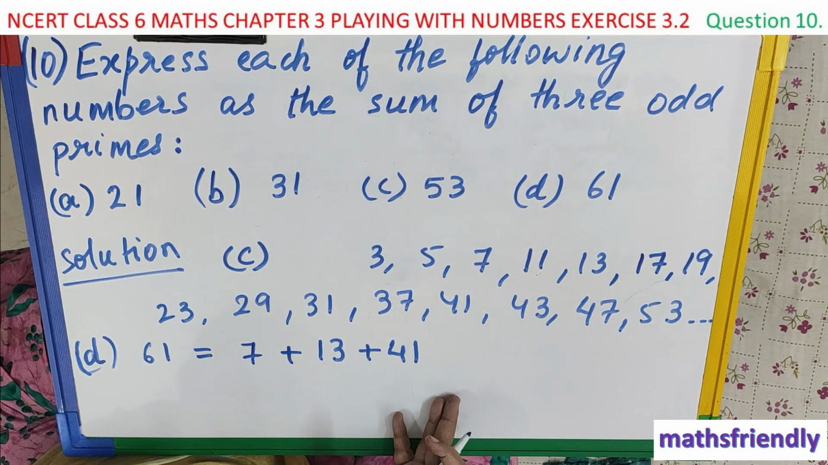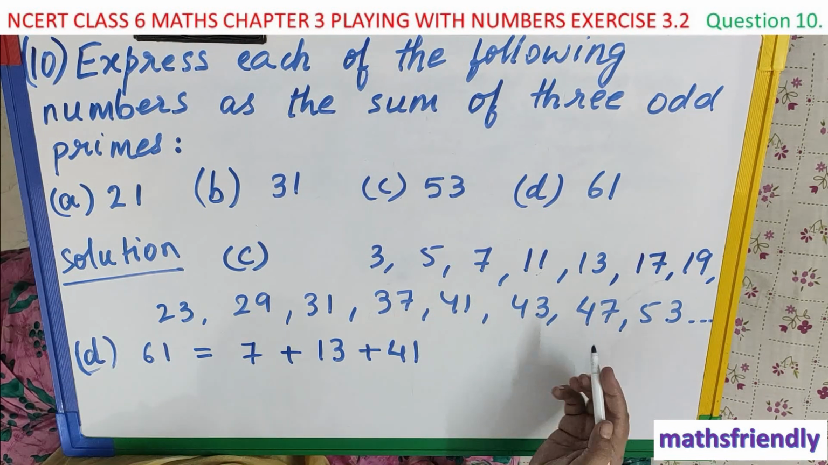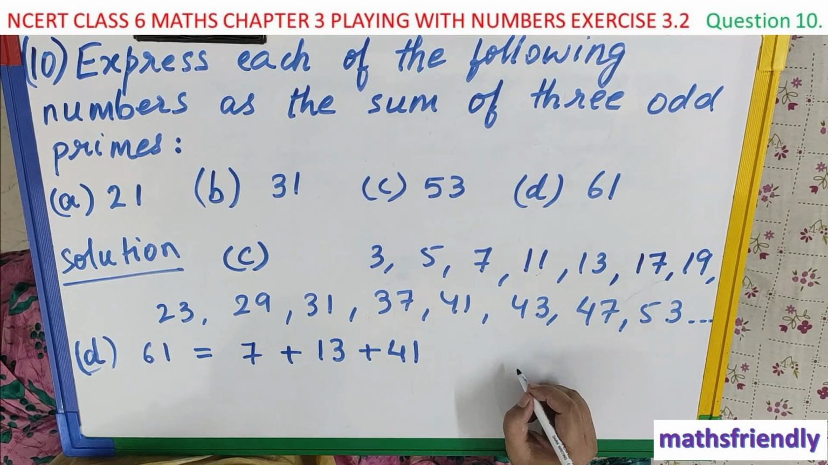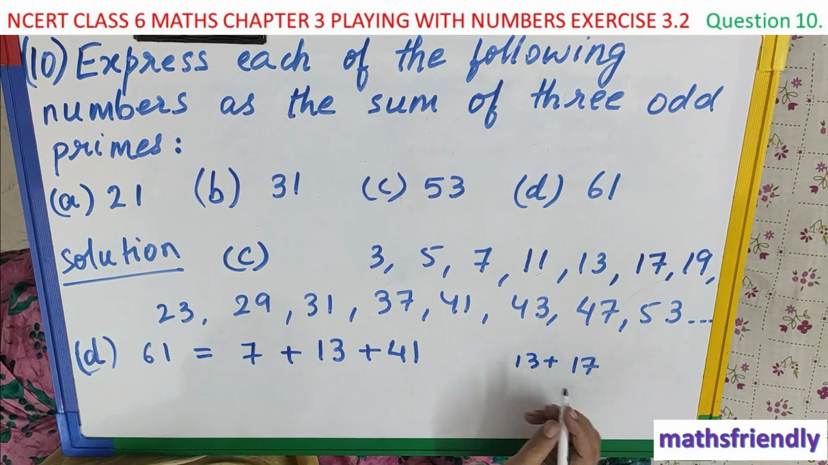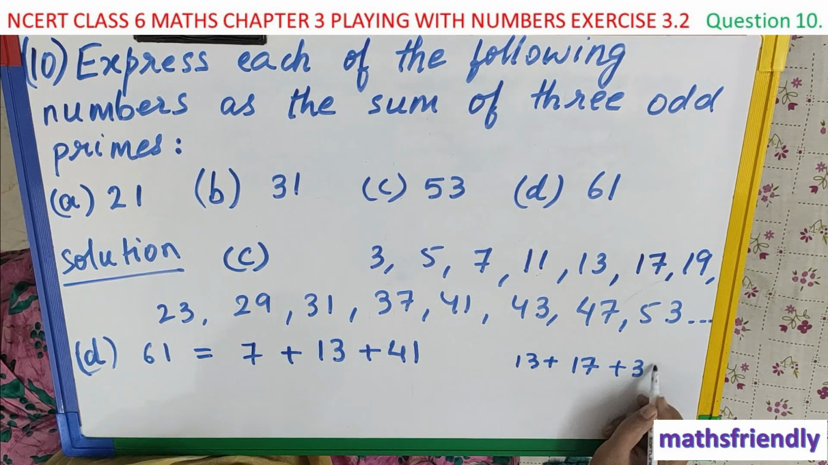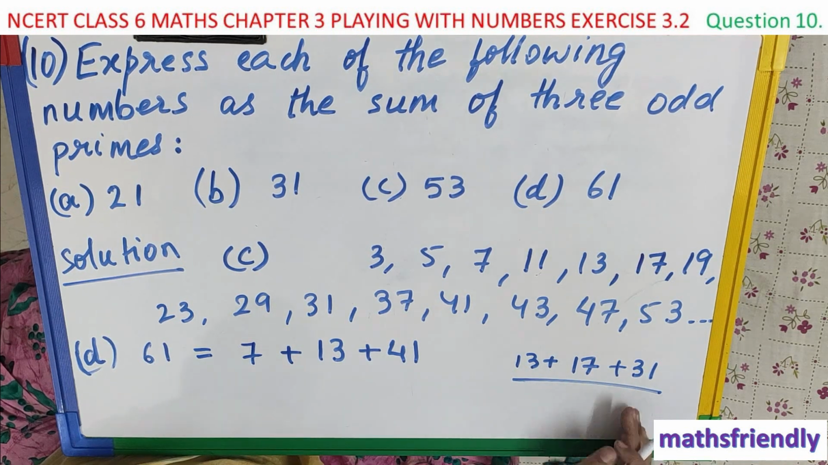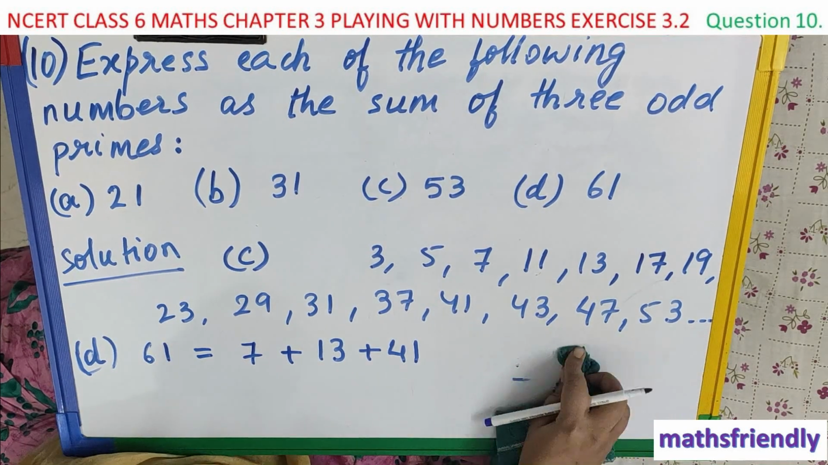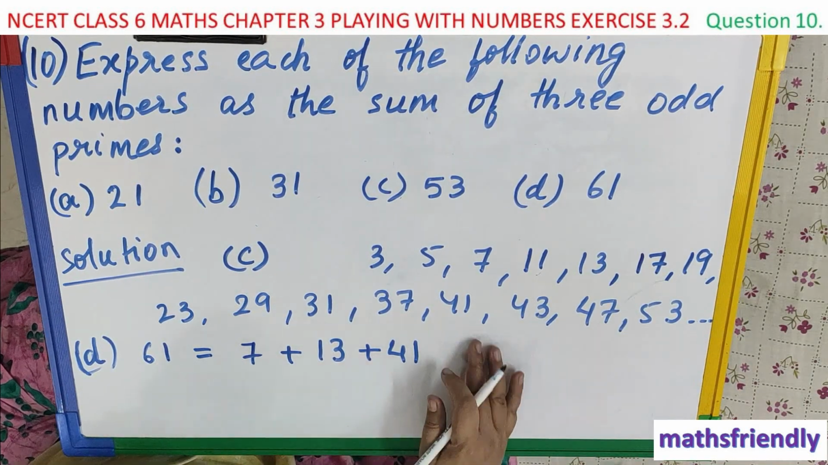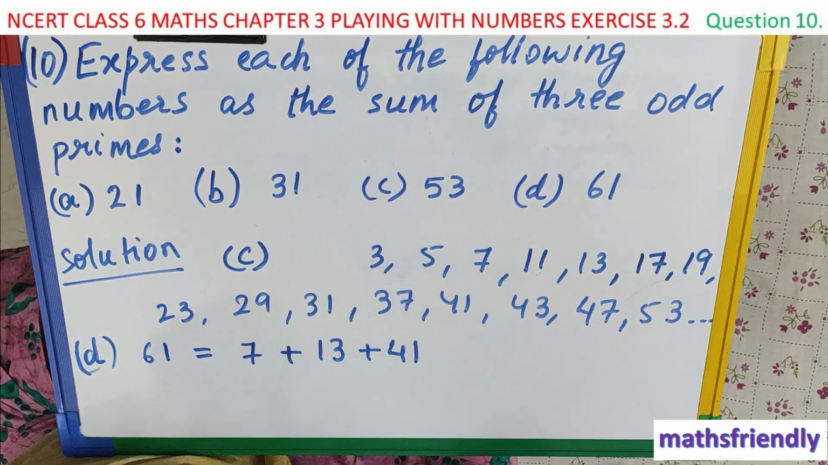There are other ways also to express it, like you can take any other numbers also. See, again 13 plus 17 will give 30, and again 30 plus 31 will be 61. So we can express 61 as a sum of 3 odd prime numbers, and one option is this also. Okay, so there are other ways also to express the number as a sum of 3 odd prime numbers. Okay, so you have understood this question.